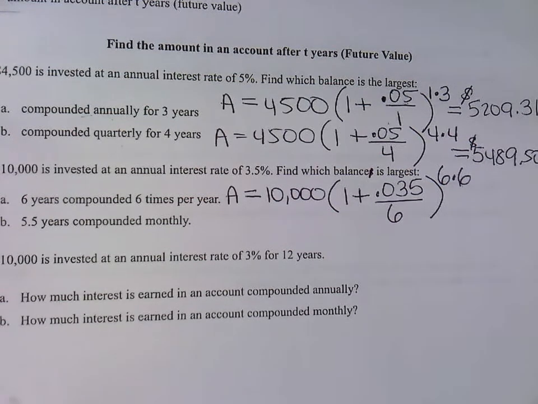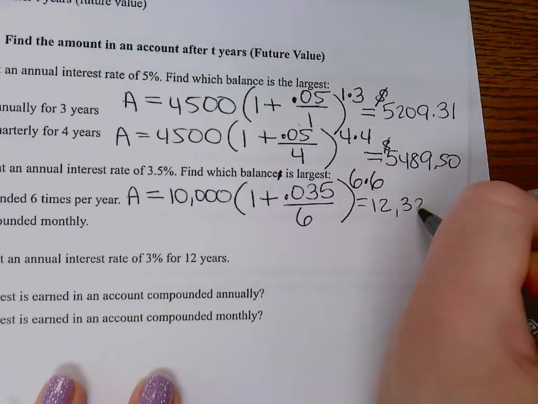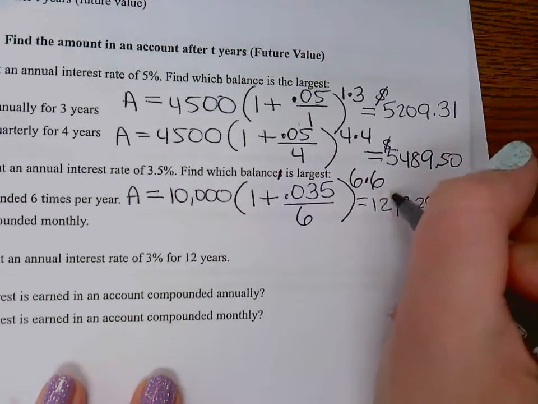Sure, did you send me a pass? Okay. What'd you get? 10,000 times 1 plus 0.035 divided by 6 raised to the 36th. Yeah, 12,329 and 26 cents.